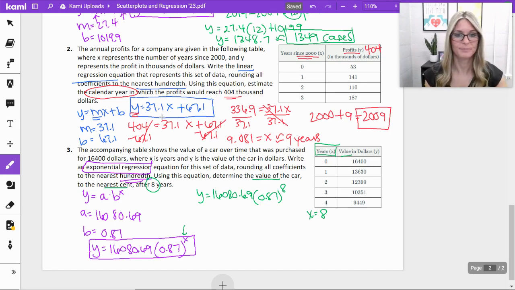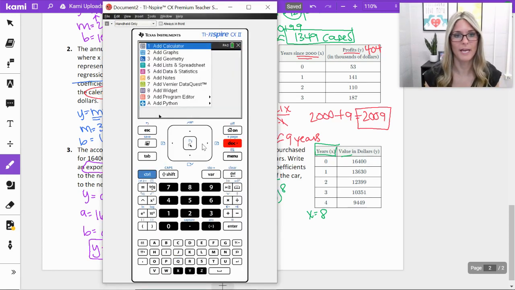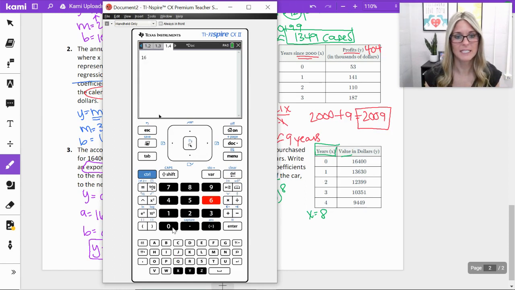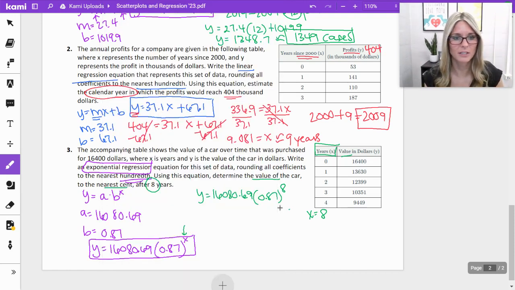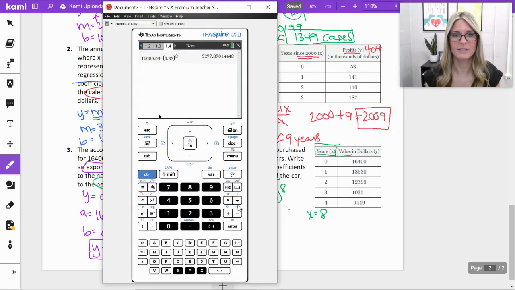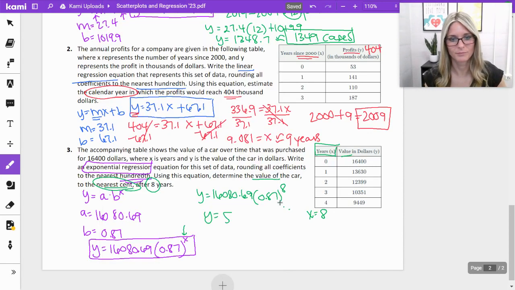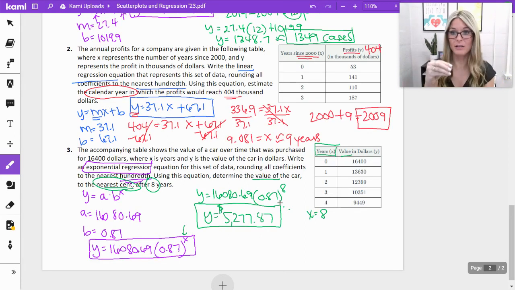And grab your calculator. Let's do control page. Let's just do a quick calculator page. 1680.69, right? Times 87 hundredths raised to the 8. 5,277. And how are we rounding this answer? To the nearest cent, so hundredths again. 87 cents. 5,277 and 87 cents would be the value of the car, based on the data that we have right now, after 8 years.